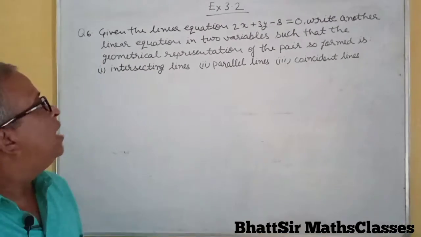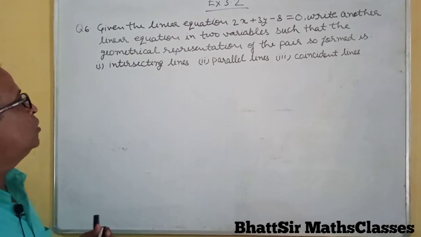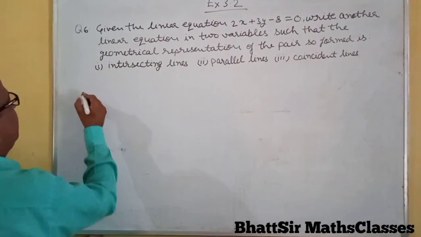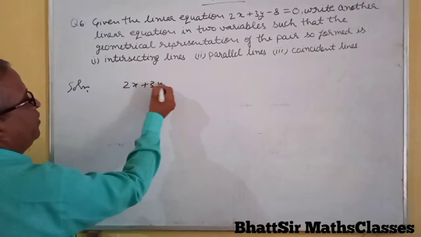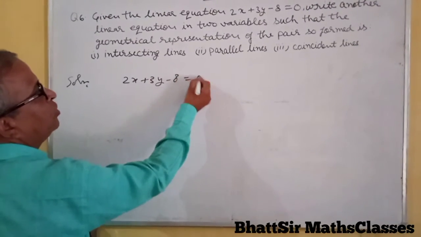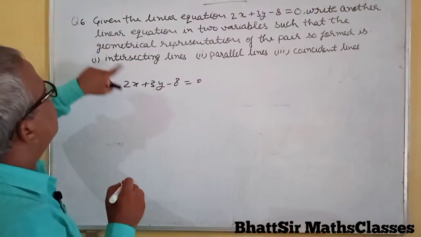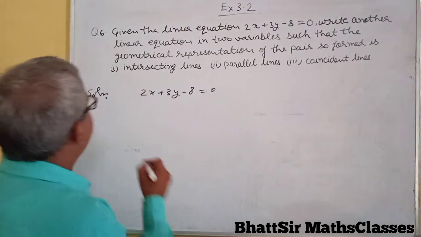Dear students, I am giving a solution of question number 6 from exercise 3.2. Given the linear equation 2x plus 3y minus 8 equals 0, write another linear equation in two variables such that the geometrical representation of the pair so formed is intersecting lines.